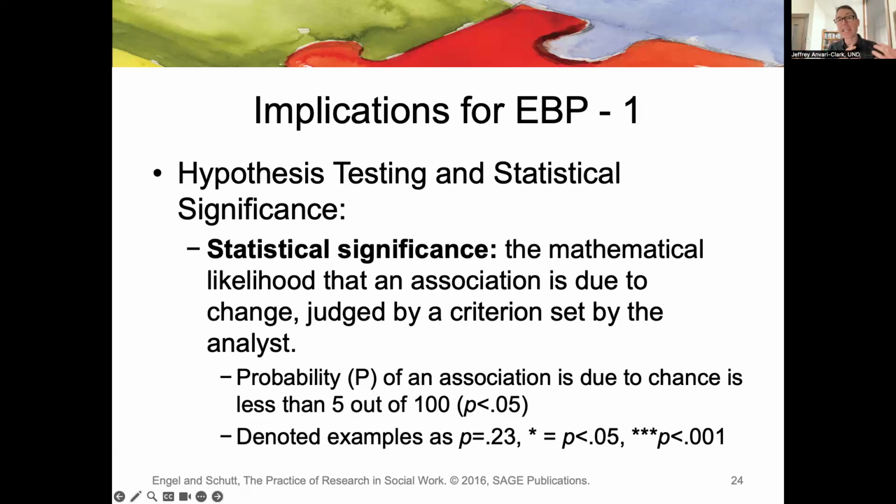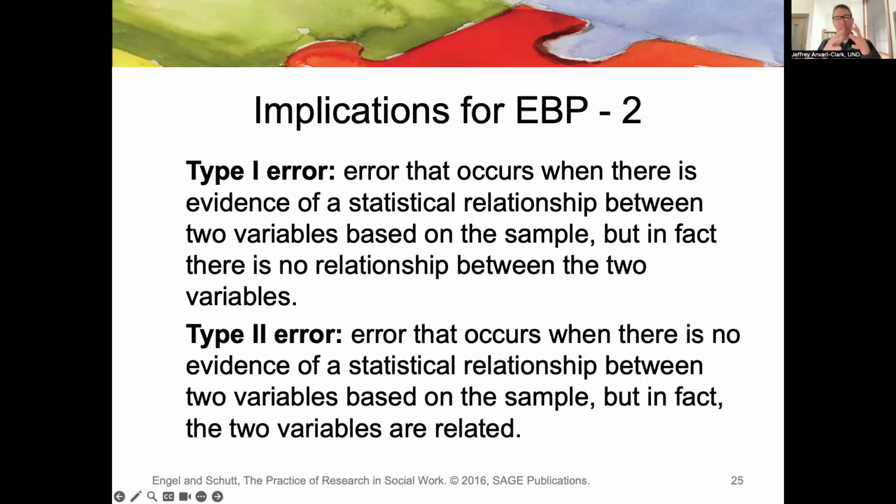And so this hints at a finding that may actually be there. So you shouldn't just discount something because it's non-significant according to standard conventions. And this gets at the idea of type 1 and type 2 errors.